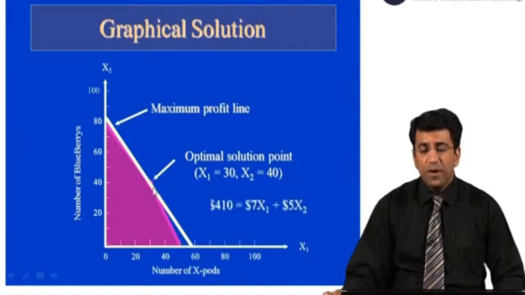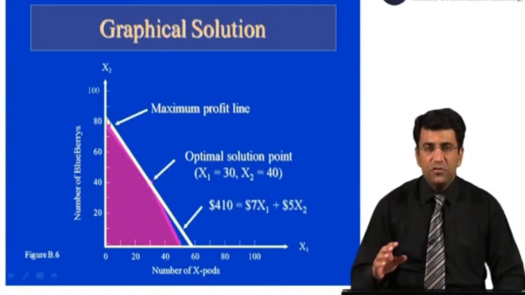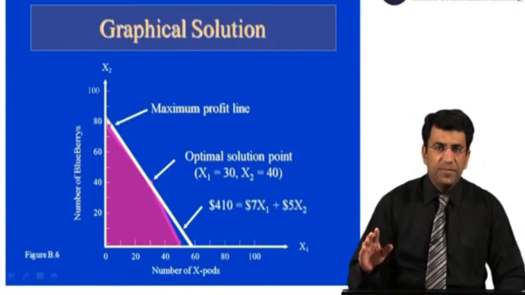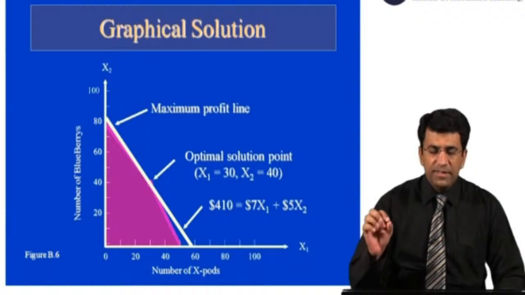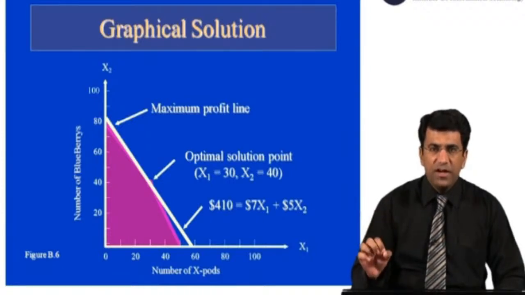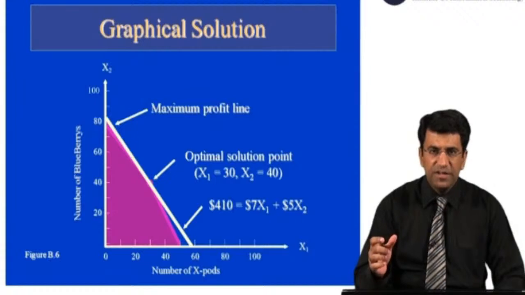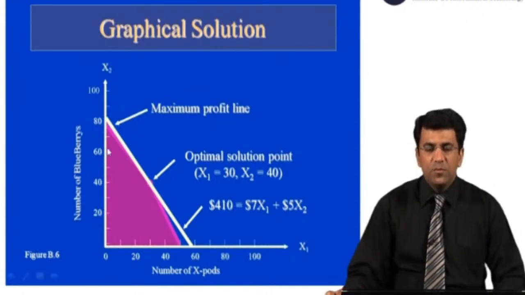Now how is this the optimal point? When we move that profit line away, the last point where this profit line will touch the last peak of that feasible region, that will be the optimal point.